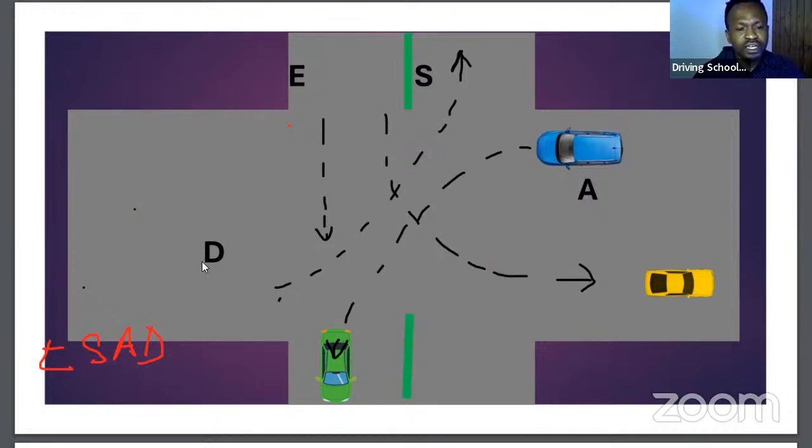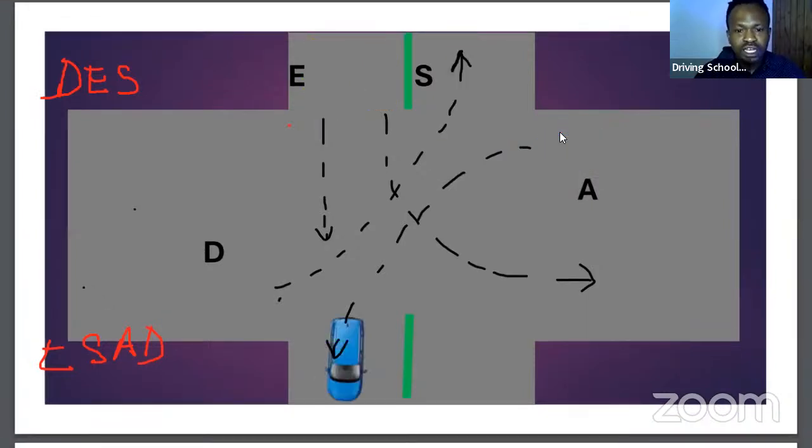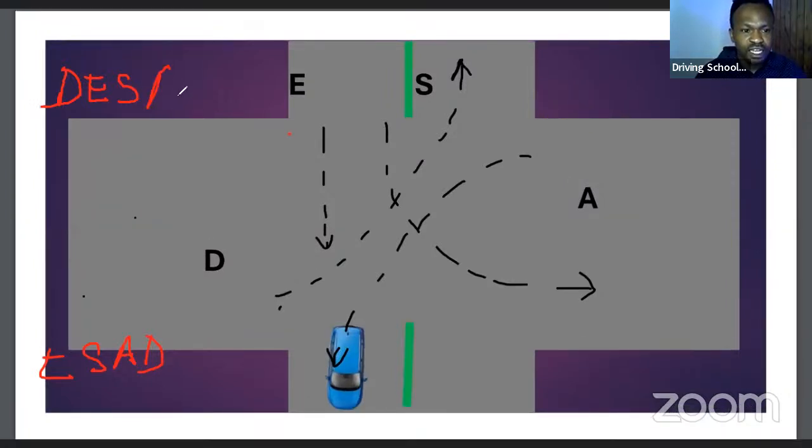So we are having D, sorry, I didn't remember to write it down. We are having D, the first to leave, then followed by ES or SE. Remember, they are leaving at the same time. So whether you write it DES or DSE is the same thing, you understand? So, yes, DES, then the next one is A. So you see that vehicle A is the last to leave the intersection. Then the order of precedence here is DESA or DSEA.